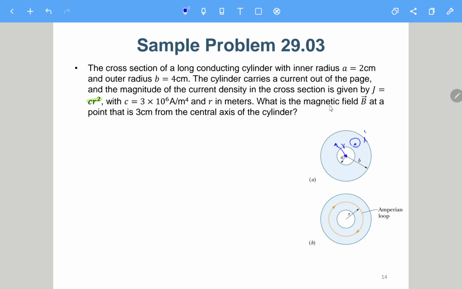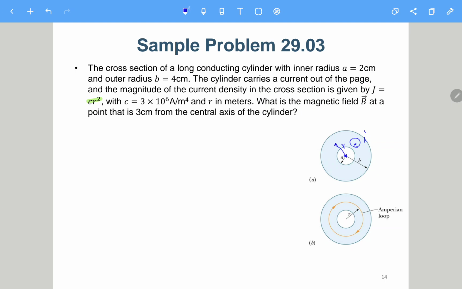So what is the magnetic field B at a point that is 3 centimeters from the central axis of the cylinder? Okay, so a is 2 centimeters, b is 4 centimeters. It just asks you for r to be 3 centimeters from the central axis. Okay, so which means this Ampere loop is right in the middle.